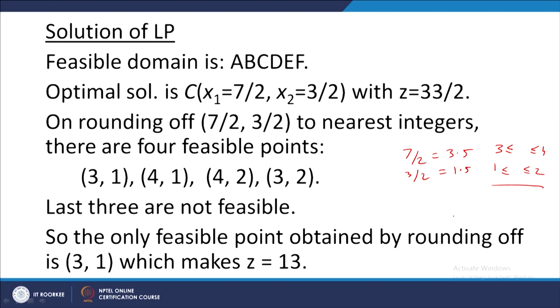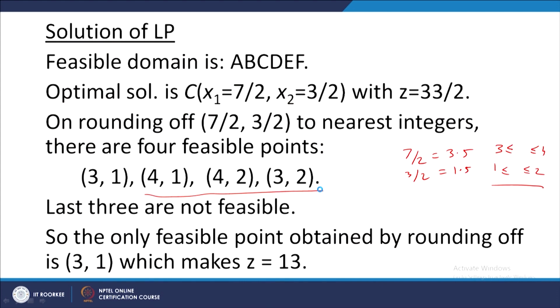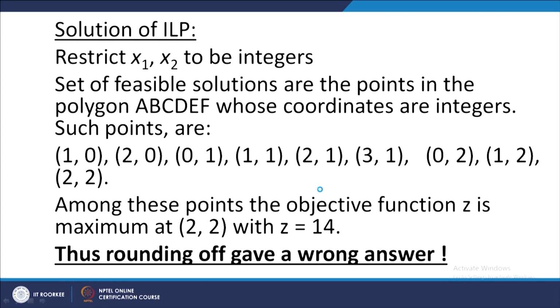But wait, what do you find? You find that the last 3 of them are not feasible. (4, 1), (4, 2) and (3, 2), they are not feasible because they are going out of the feasible region. It can be seen over here in this diagram. So, the only feasible solution obtained by rounding off is (3, 1), which makes the objective function value z equal to 13. So, this is the only solution that is remaining.